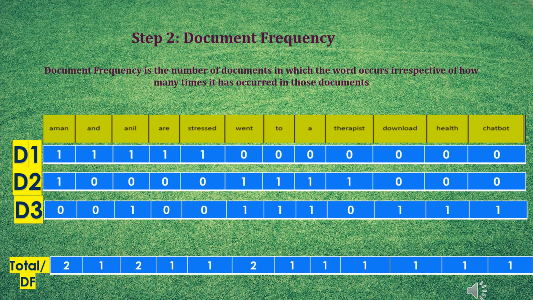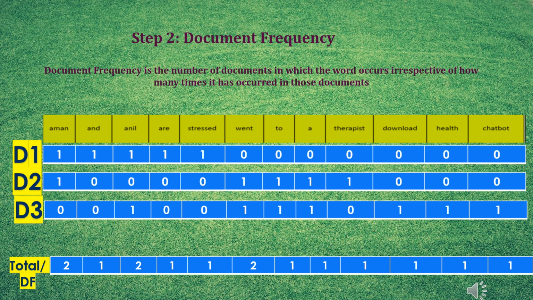The second step is the document frequency. Document frequency is the number of documents in which the word occurs, irrespective of how many times it has occurred in those documents. Means however many times that particular word occurred in a document, we have to take it as only once. The document frequency for the exemplar vocabulary would be: Aman occurred two times, and occurred one time, Anil occurred two times, R occurred one time.